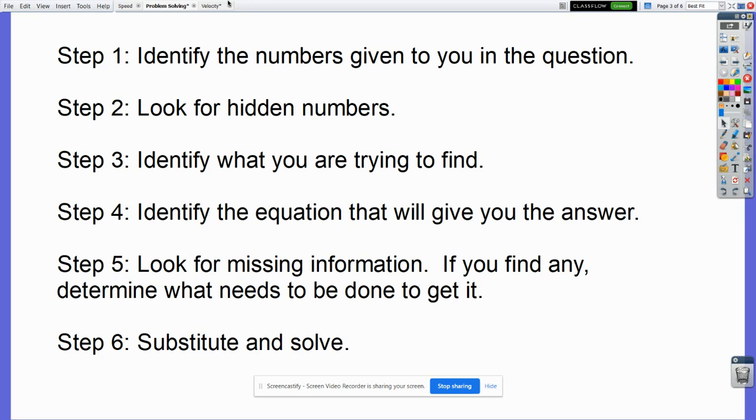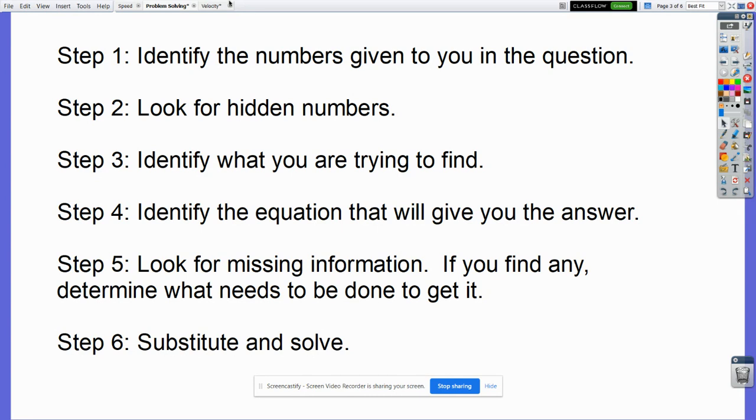Next thing I do is look for hidden numbers. Now, what is a hidden number? What happens a lot of times in physics is there are assumptions that are made. For example, anytime you're dealing with falling objects on Earth, the acceleration due to gravity is 9.81 meters per second squared. So I can assume that number without being given that number. So oftentimes when I have to use it, it's not written in the question. I'm just expected to know that and add that to my list of givens.